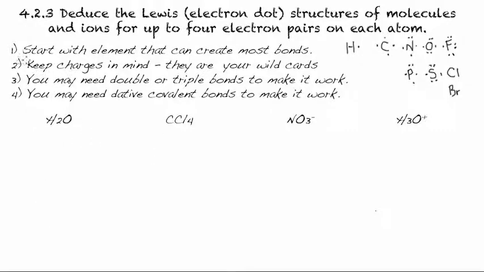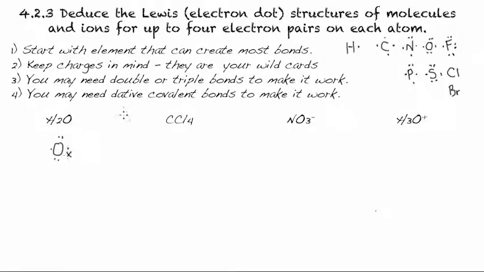The first thing we're going to do is look at water here, and our first step is to start with the element that can create the most bonds. We have a hydrogen, which can only create 1 bond, and we have oxygen, which can create 2 bonds. It has 2 places where it can gain some electrons. So we'll start by putting oxygen in the middle, and again drawing its Lewis structure. 1, 2, 3, 4, 5, and 6. Try to be really neat. It's hard for me to draw with this, but try to be as neat as you can.